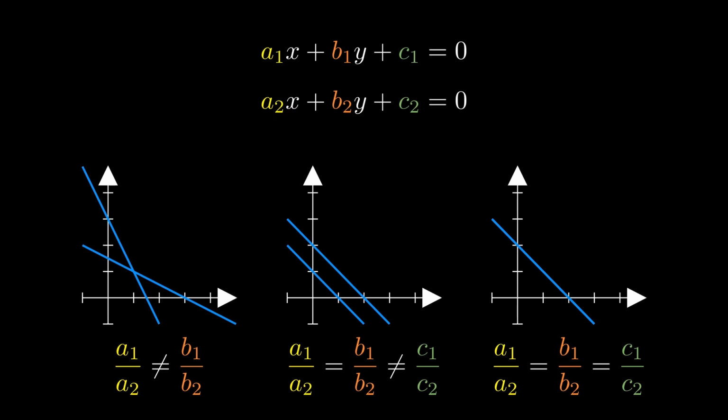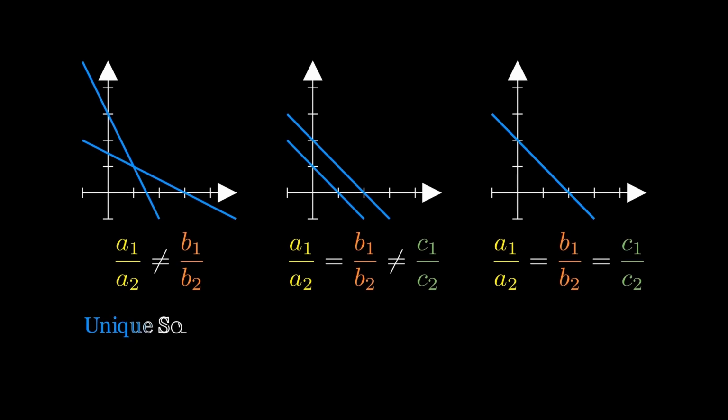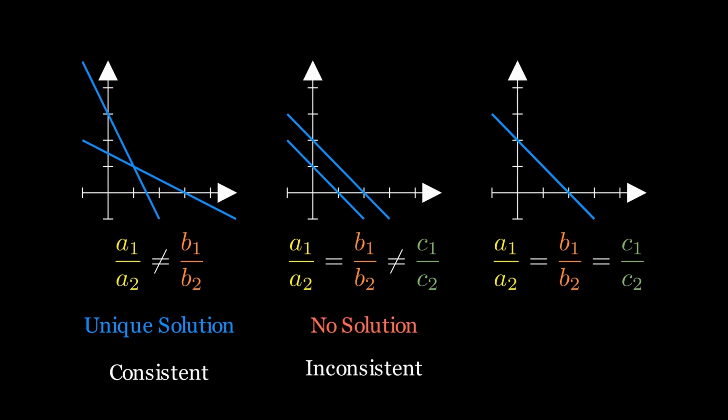A system of linear equations is considered consistent if it has at least one solution, meaning there's at least one set of values for the variables that satisfies all equations in the system. Unique solution: the lines intersect at a single point, and this point is a solution to the system of equations. Hence, it's consistent. No solution: the lines are parallel and never meet. Hence, it's inconsistent. Infinite solutions: the lines are identical, meaning they overlap completely. Hence, it's consistent as an infinite solution exists.